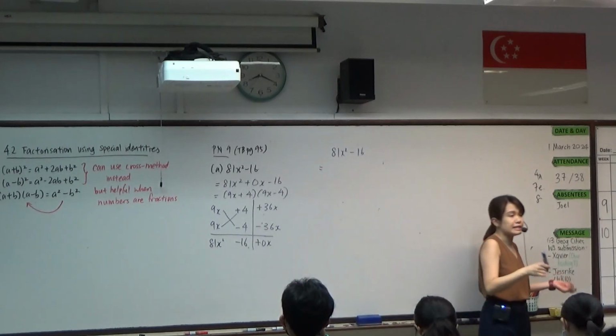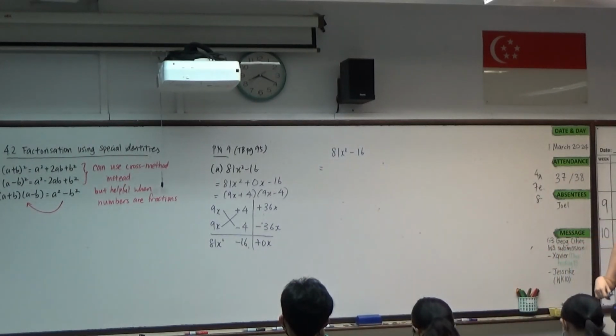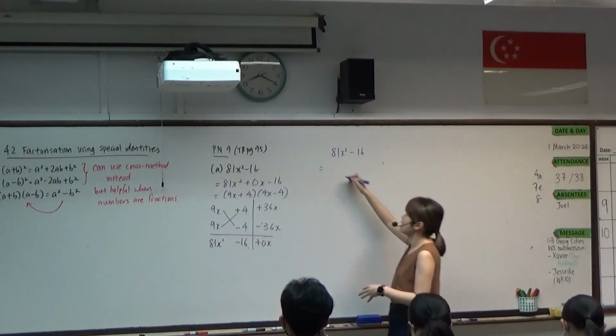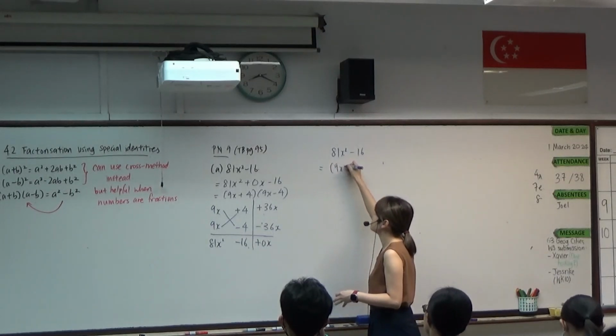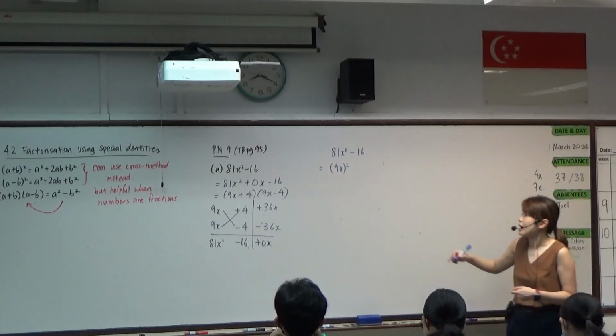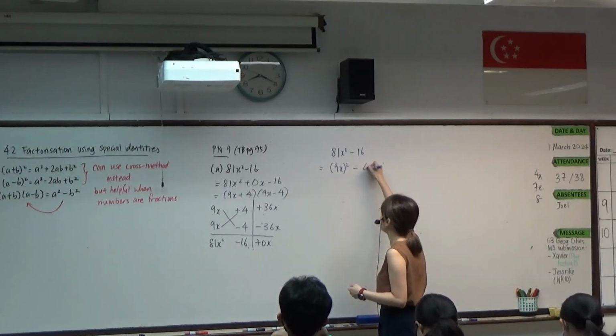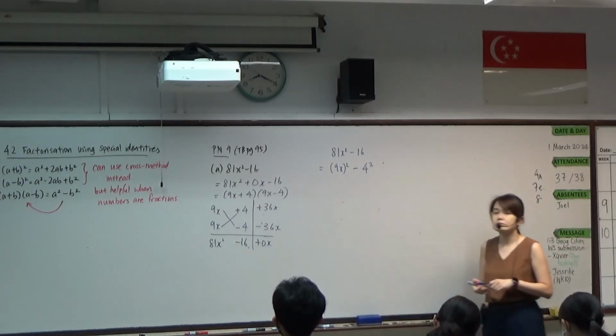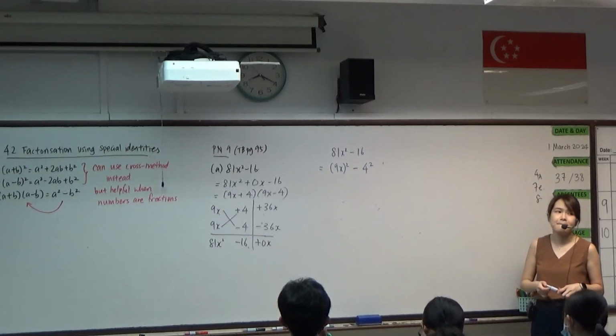We recognize that 81 and 16 are perfect squares. 81 is a perfect square of 9, so I can write it as 9x in brackets squared. And 16 is a perfect square of 4, so we have 4 squared.